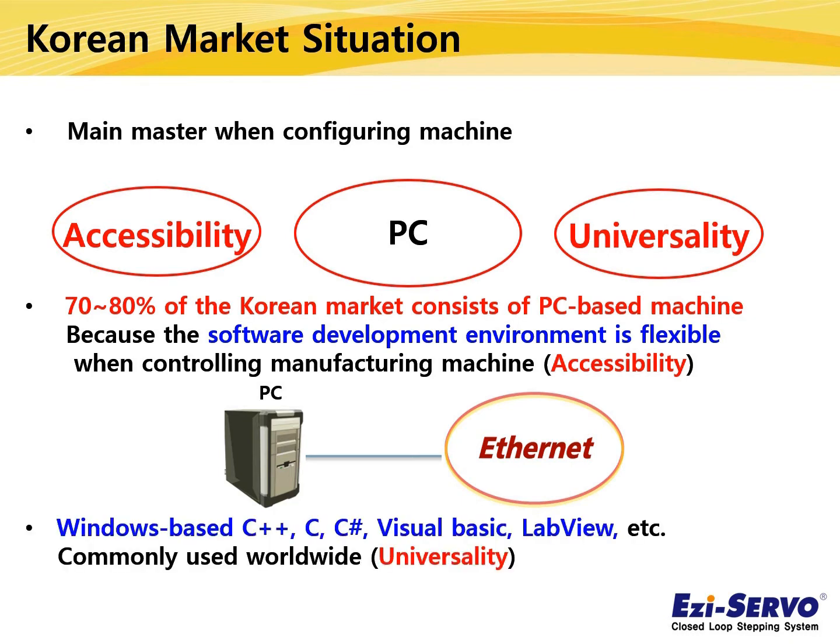In addition, the most widespread software development environment in the world is PC. And Windows-based C++, C, C#, Visual Basic, LabVIEW, etc. can be used in common worldwide. Therefore, Fastech Ethernet product provide API for these programming languages, making them ideal for various customer software development environments.